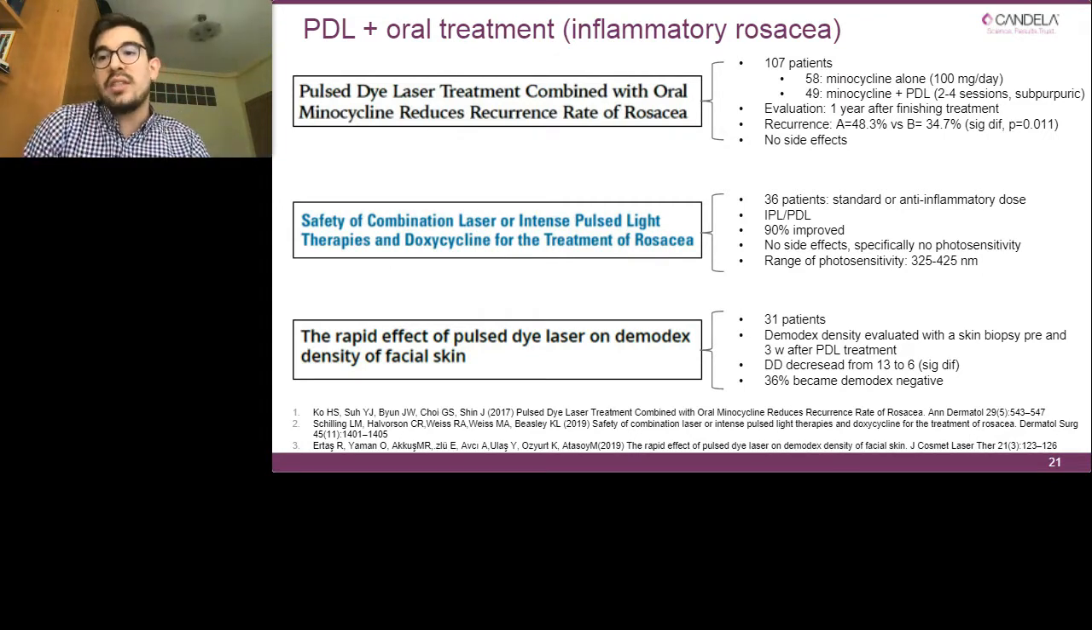So in these conditions, when it's combined with a demodicosis, which is an increase in the demodex density, you can also use PDL very safely and with great results.